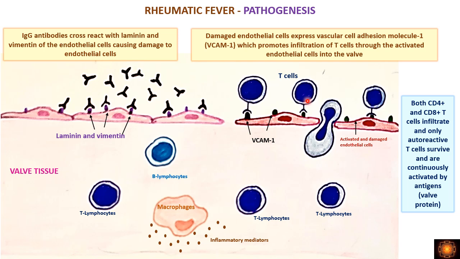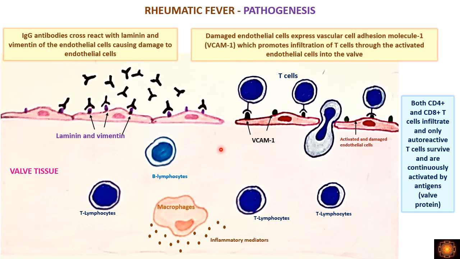And these T lymphocytes enter through the endothelial cells into the valve tissues. Once they enter the valve tissues, they start destroying the myosin. Both CD4 and CD8 plus T cells infiltrate, but only autoreactive T cells survive, because autoreactive cells are the ones which act against the cardiac myosin and troponin. So only those cells which are autoreactive survive.